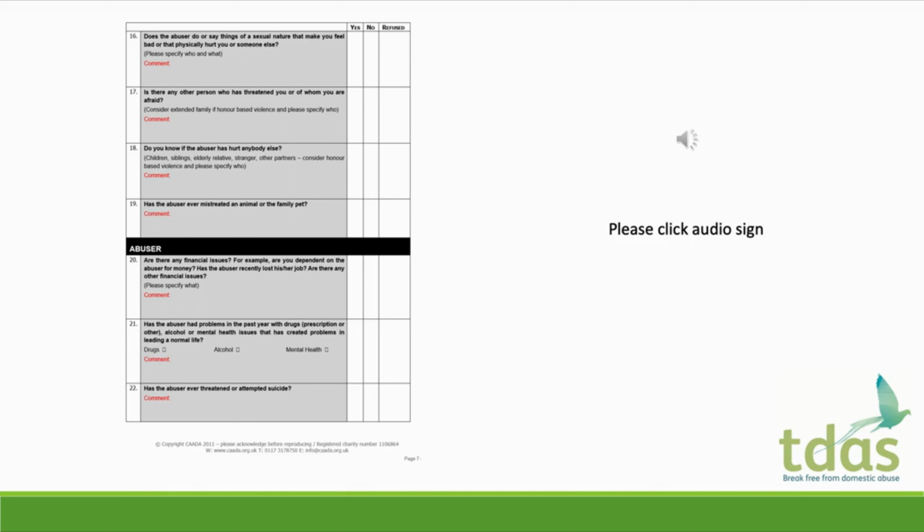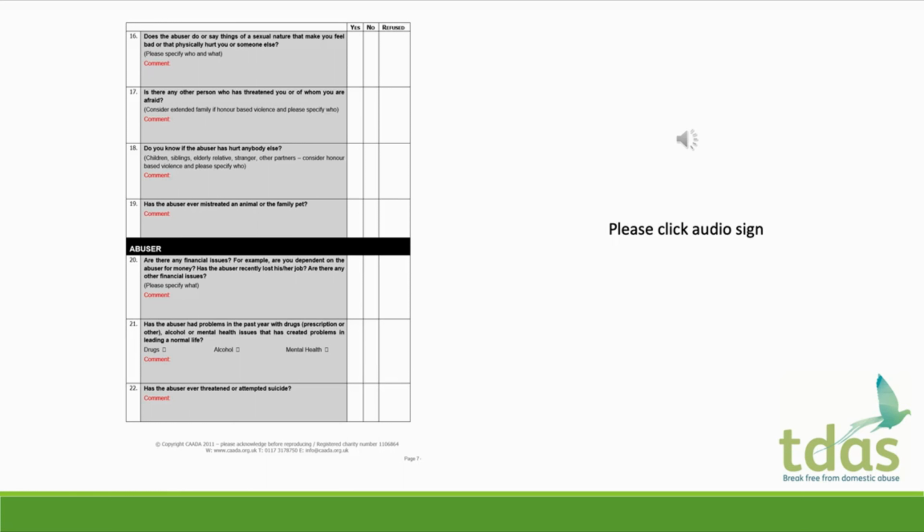Question 21. Has the abuser had problems in the past year with drugs, prescription or other, alcohol or mental health that has created problems in leading a normal life? What is called a toxic trio is when domestic abuse, substances and mental health are all present. It's important to consider if the perpetrator has had any problems in the past 12 months with substances or mental health. Document what substances are being used or what mental health issues are present. Have these been formally diagnosed? How do these affect the perpetrator's behaviour? Is the abuse worse when the perpetrator is using substances?